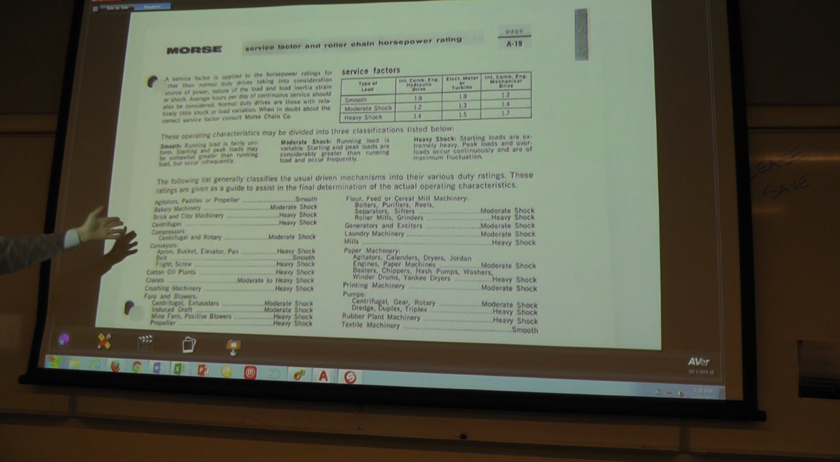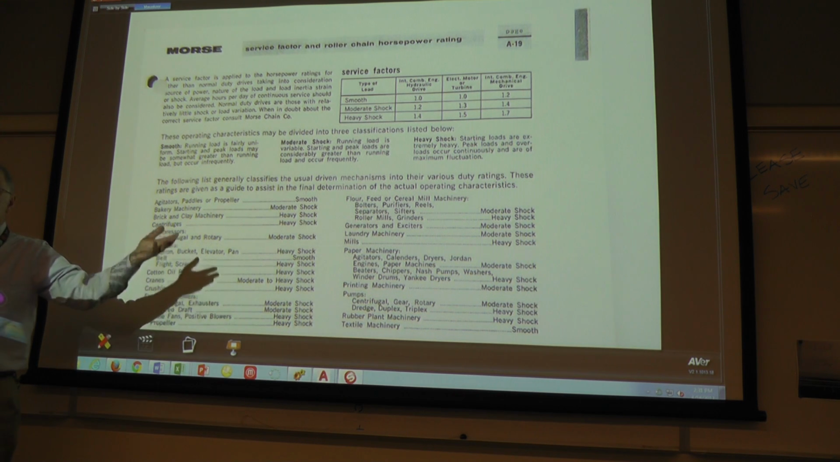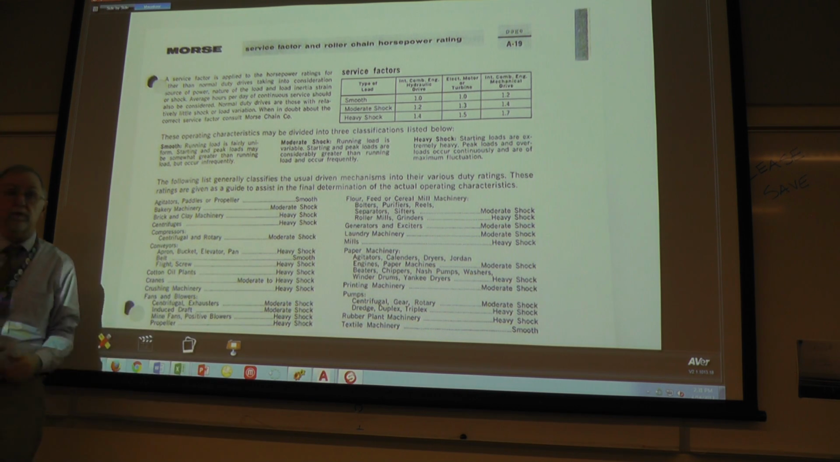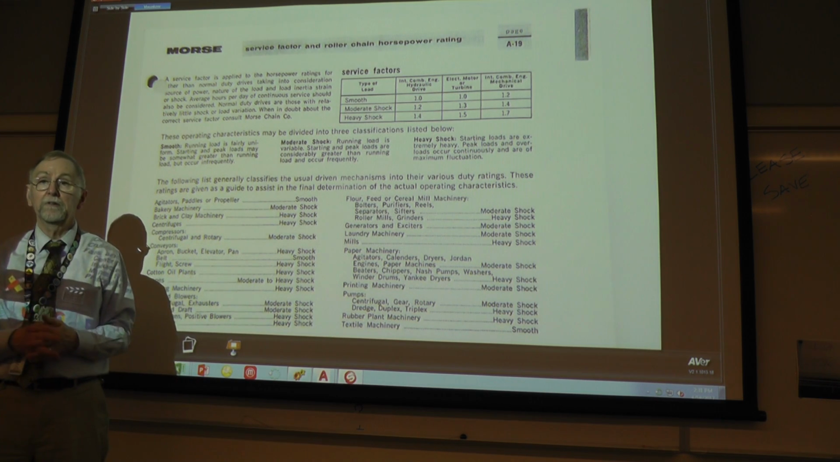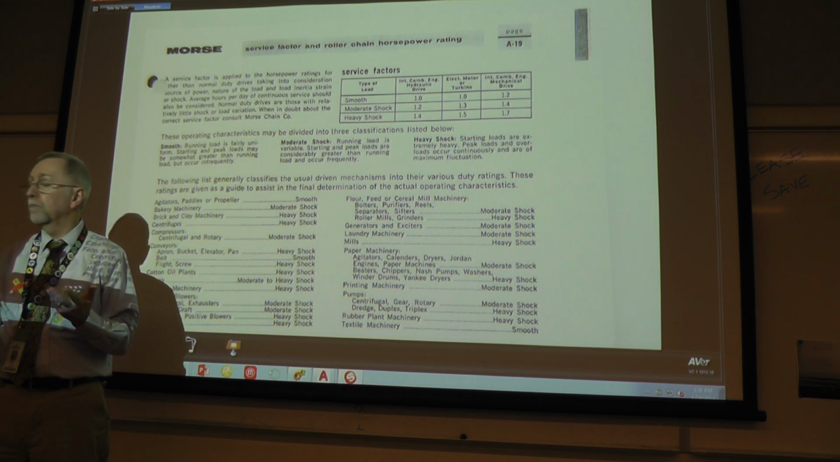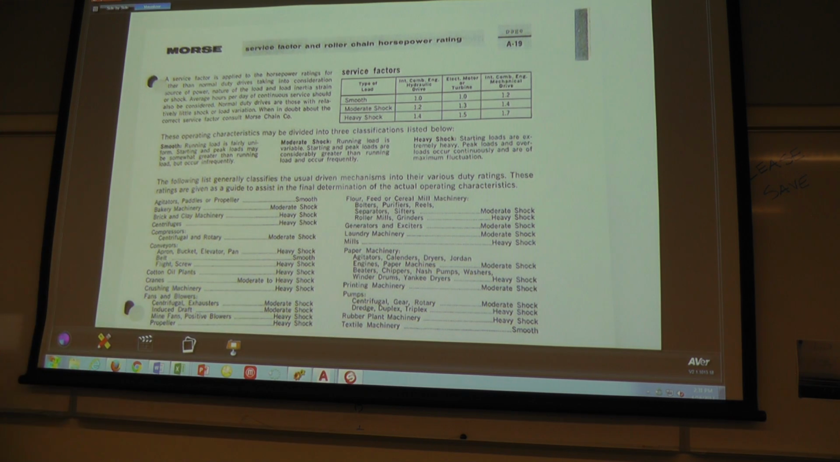And then it shows different classifications of pieces of equipment that you might encounter. Bakery machinery might be classified as a moderate shock. Brick and clay machines, heavy shock. Conveyors, apron, bucket, elevator, heavy shock. So I can go in and take a look at their engineering information. If it doesn't show up anywhere, I get on the phone, I call a salesperson. I say, here's my situation. How would that be determined? Smooth, moderate, heavy? What's the designation?